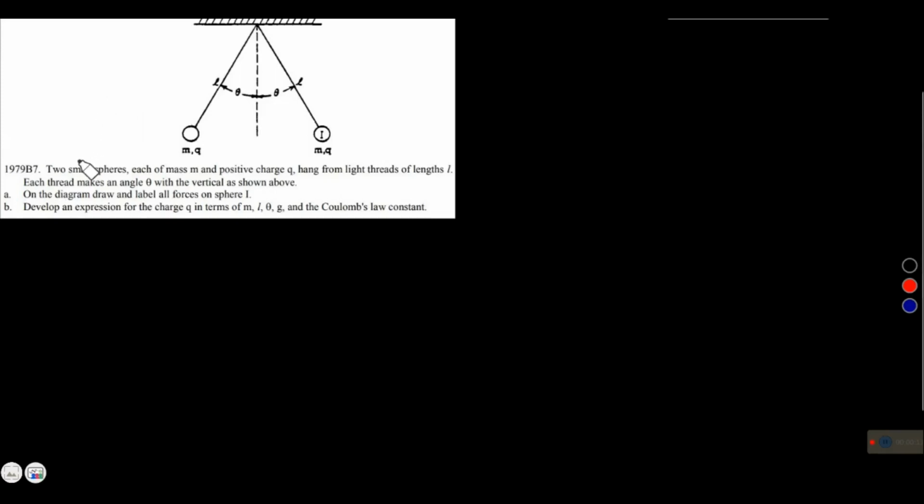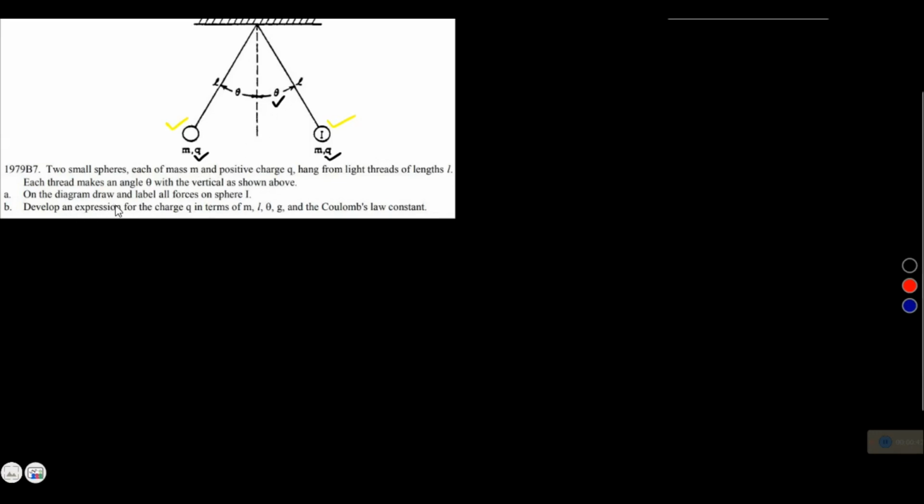In this question it is saying two small spheres, each of mass m and positive charge q. So they have positive charge q, you can see this is the positive charge q and positive charge q. They hang from light thread of length L. So this is a thread. Each thread makes an angle of theta with the vertical as shown above. So you can see the angle is theta.